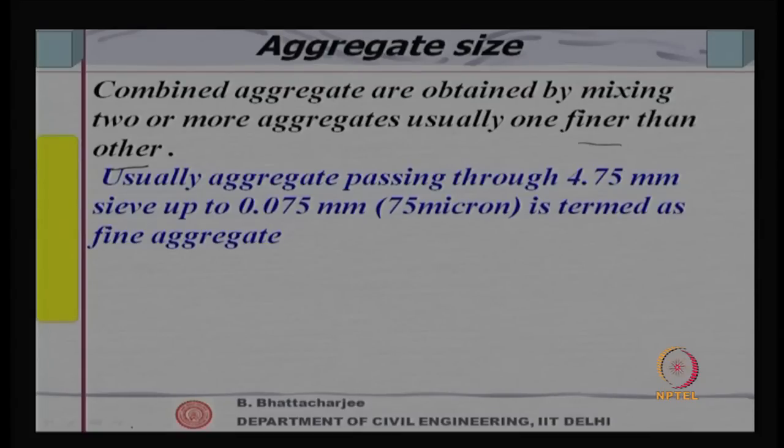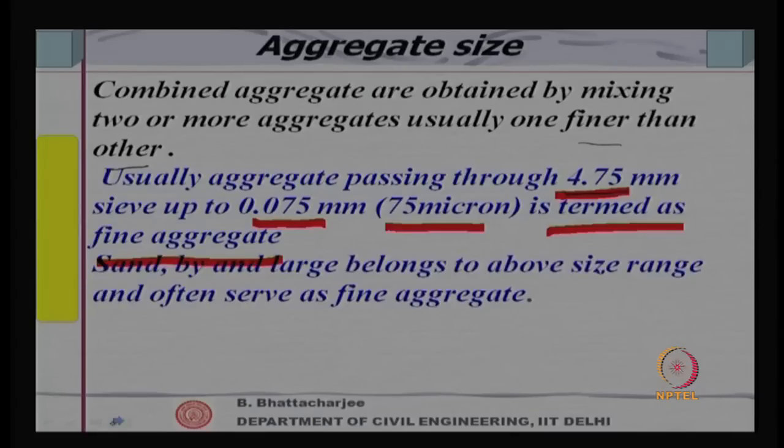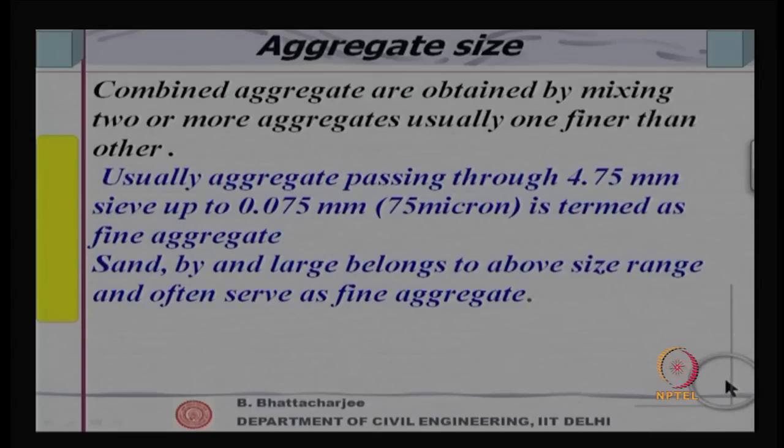Well, the aggregate passing through 4.75 mm sieve size is important, and up to 0.075 millimeter, that is 75 micron, we call this fine aggregate. And aggregate retained on 4.75 mm sieve, larger than that, we call coarse aggregate.